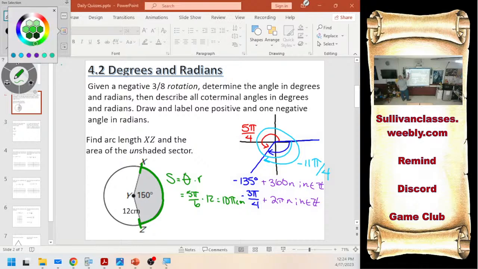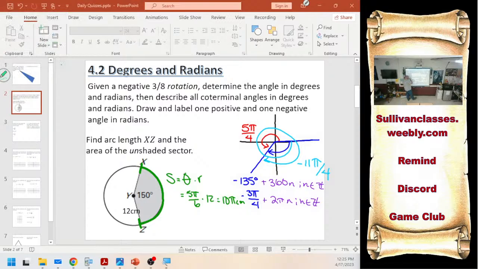If I instead wanted area. Area of a sector is 1/2 radians times radius squared. So it's 1/2, be careful, unshaded sector. If 5 pi over 6 is shaded, then 7 pi over 6 is unshaded. And 6 and 12, 6 and 2 is 12, 144, 12, 12, 7, 84.